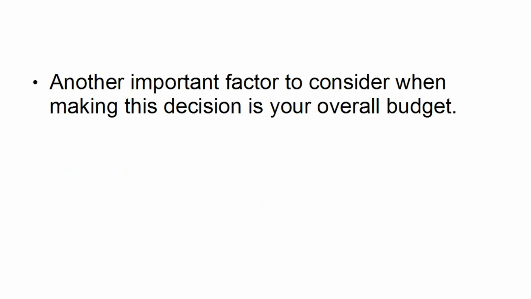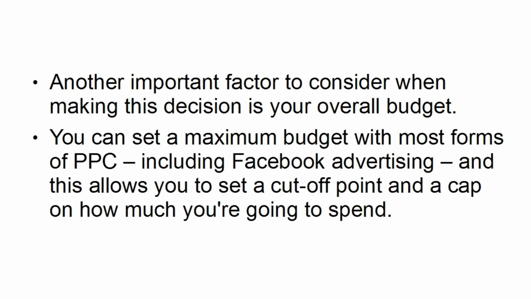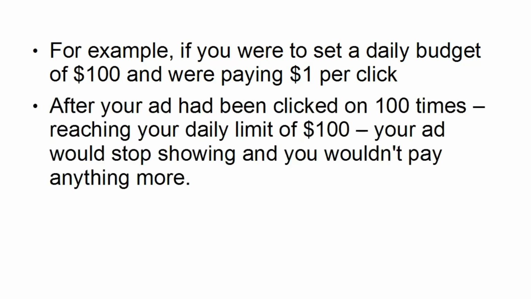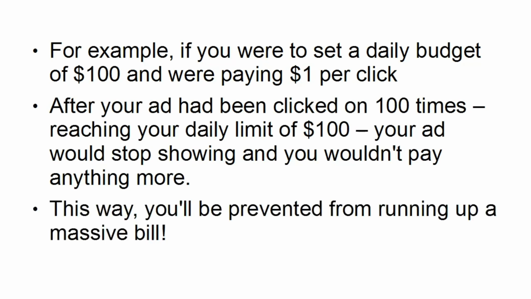And another important factor to consider when making this decision is your overall budget. You can set a maximum budget with most forms of PPC, including Facebook advertising. And this allows you to set a cut-off point and a cap on how much you're going to spend. So, for example, if you were to set a daily budget of $100 and you were paying $1 per click, after your ad had been clicked on 100 times, reaching your daily limit of $100, your ad would stop showing and you wouldn't pay anything more. And this way, you'll be prevented from running up a massive bill.